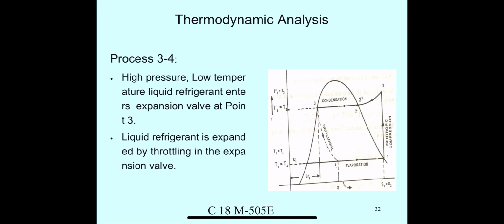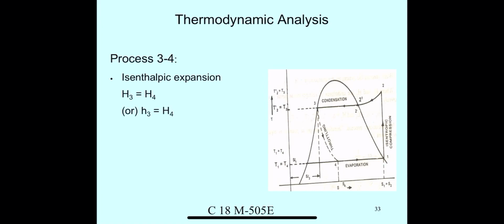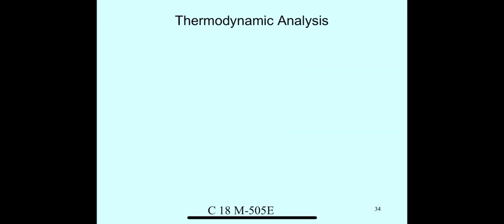In the 3 to 4 process, high pressure, low temperature liquid refrigerant enters the expansion valve at point 3. The liquid refrigerant is expanded by throttling in the expansion valve, and h3 equals H4. No work is done. Low pressure, low temperature liquid refrigerant enters the evaporator at point 4.